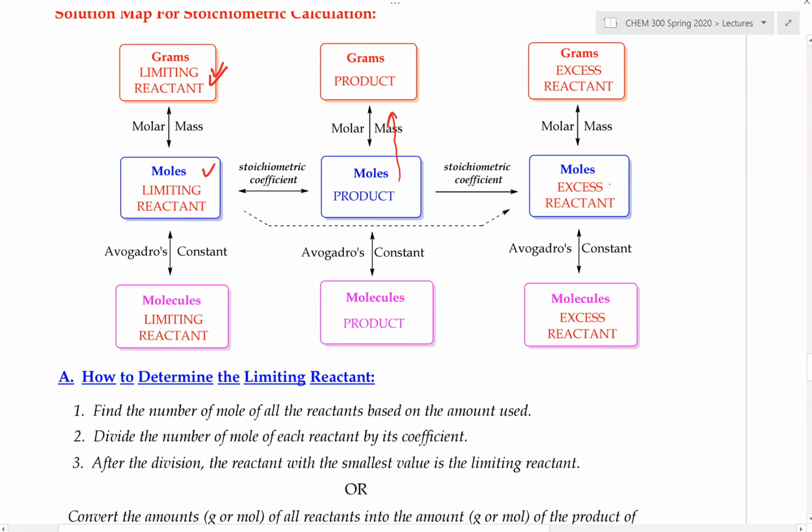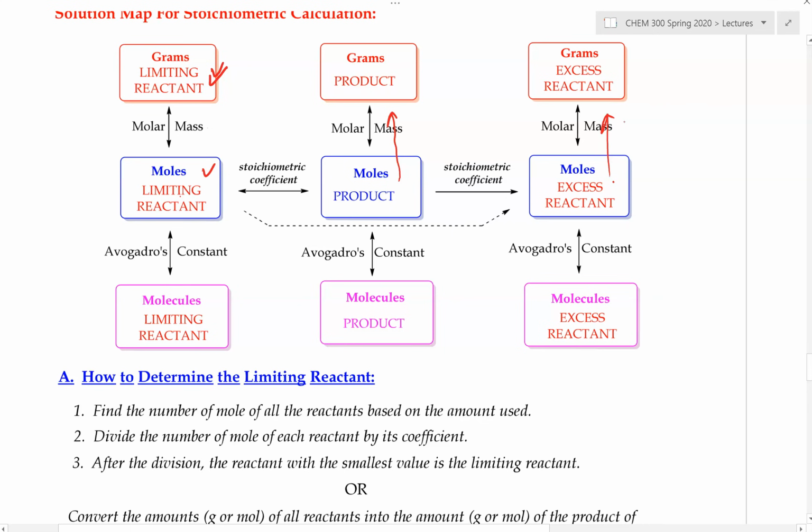How many more of the excess reactant would then be required? By again using the stoichiometric coefficient from the balanced equation. And once we have the moles of the excess reactant, we can now convert this into grams of the excess reactant. That way we can figure out how many grams of the excess reactant would be consumed in the course of the chemical reaction. So that would be one way to calculate how much of the excess reactant would be consumed.